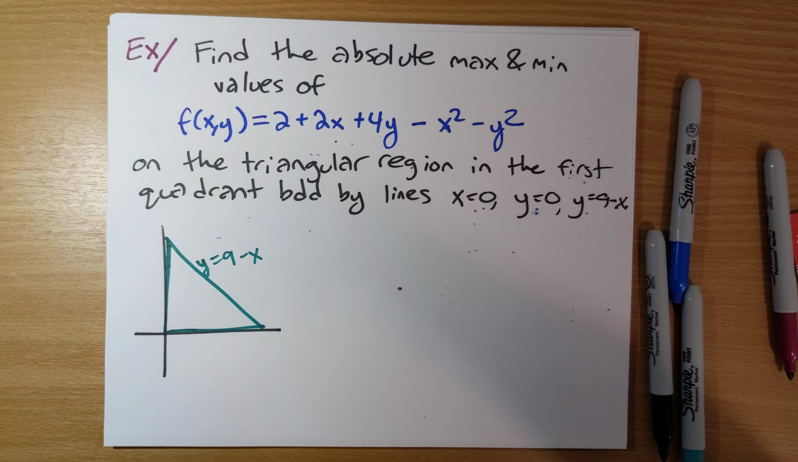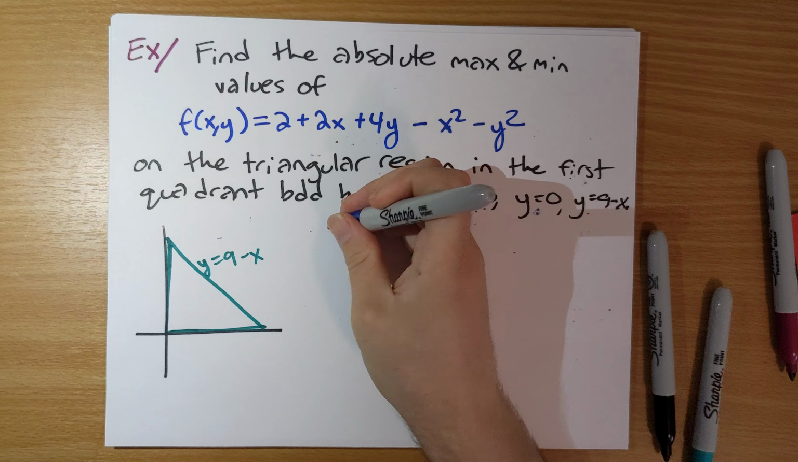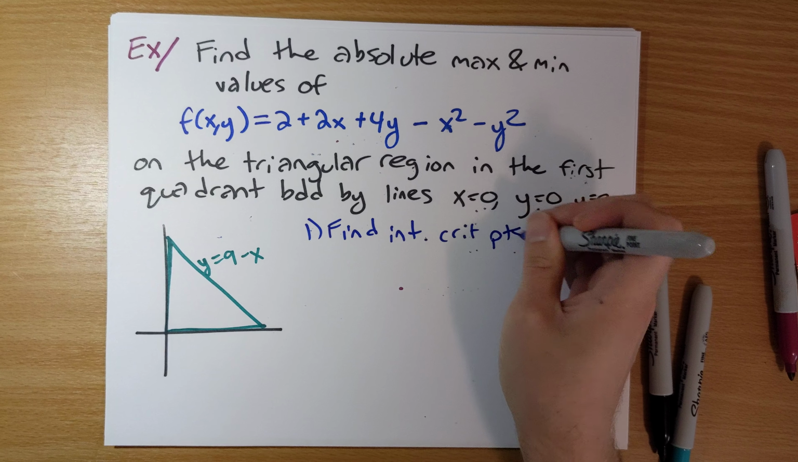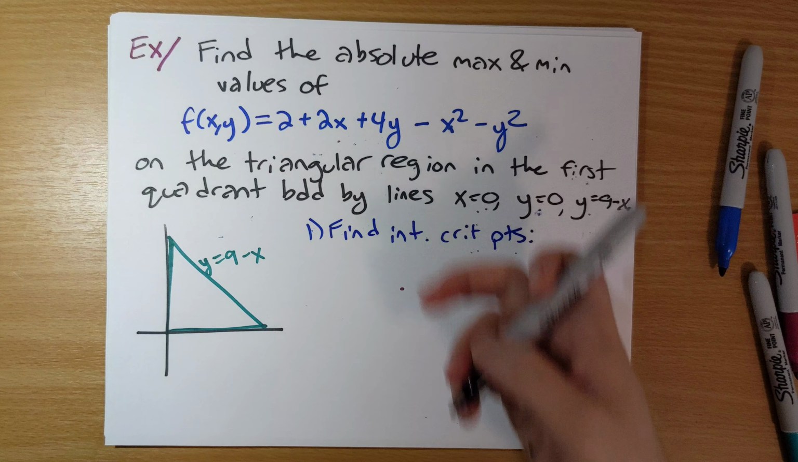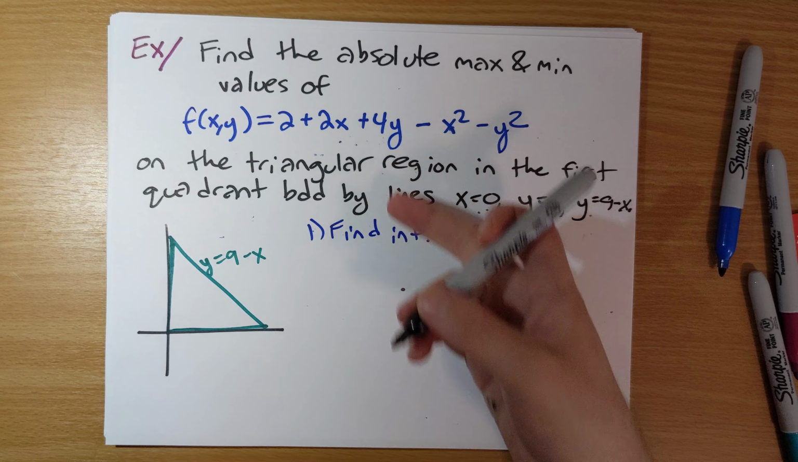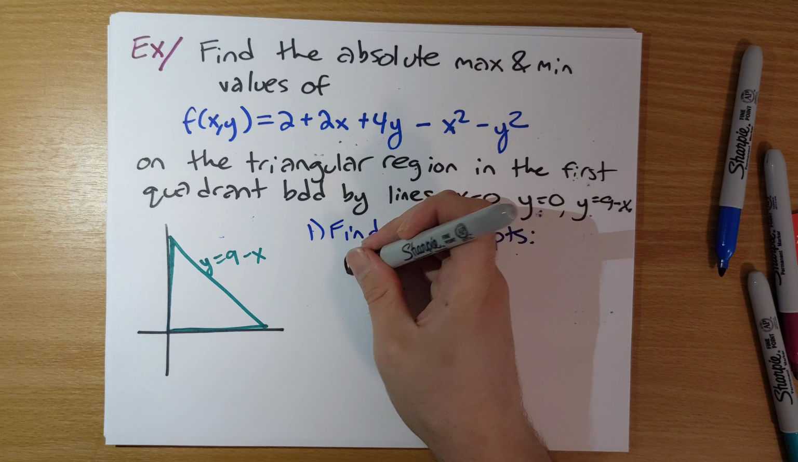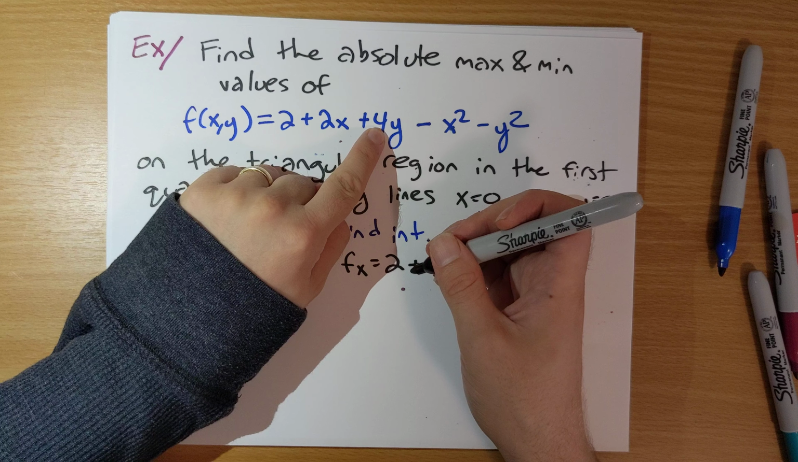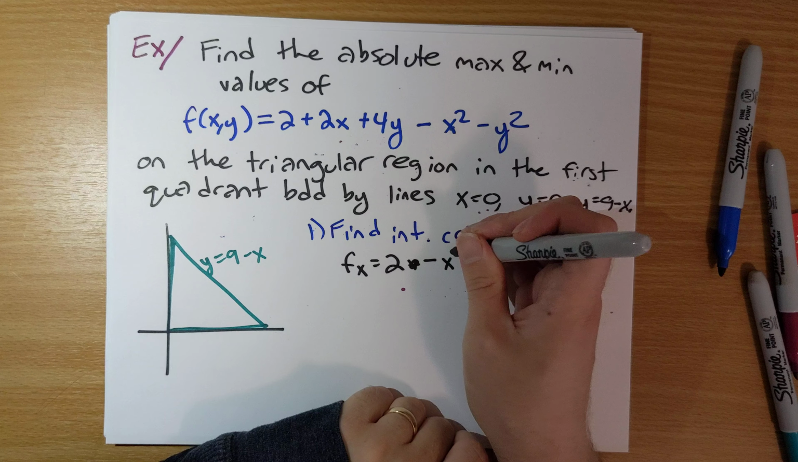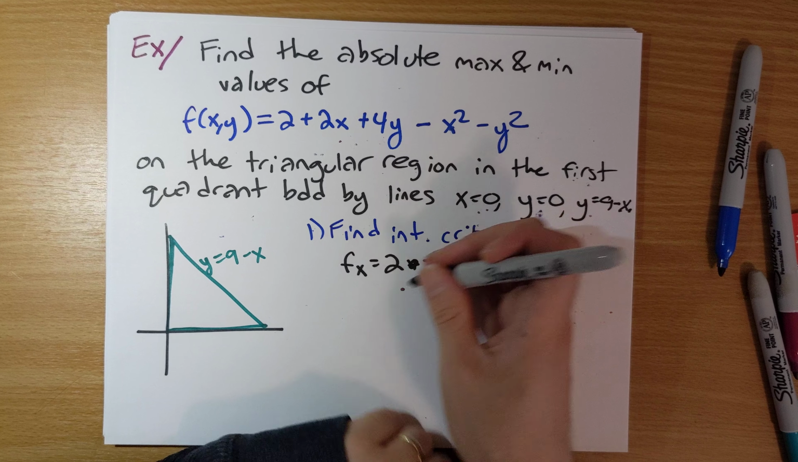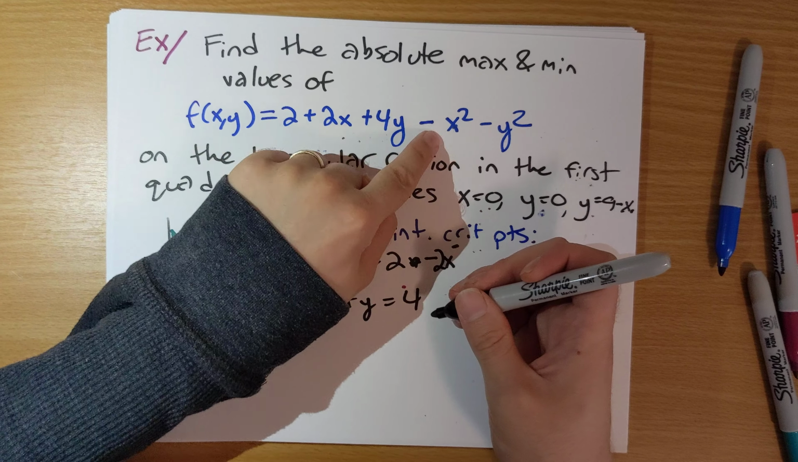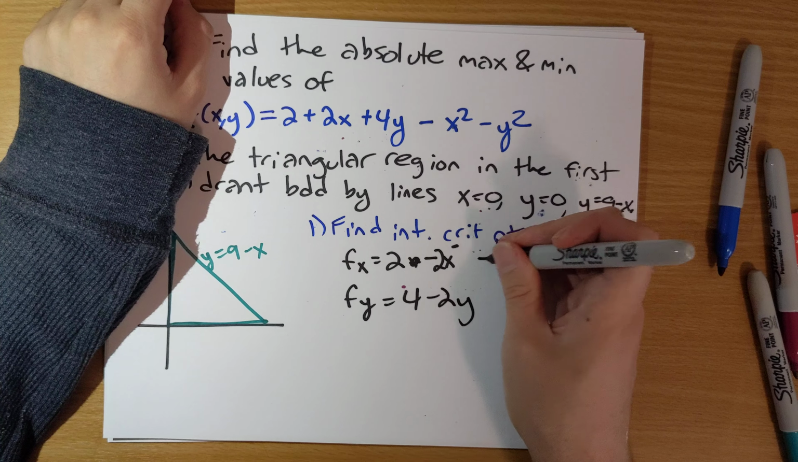Okay, so let's get to work. The first thing we should do is find interior critical points. We do that, of course, by taking the partial derivatives and setting them equal to 0. The partial derivative of f with respect to x is 0 plus 2 minus 2x. The partial derivative with respect to y is 0 plus 4 minus 0 minus 2y.